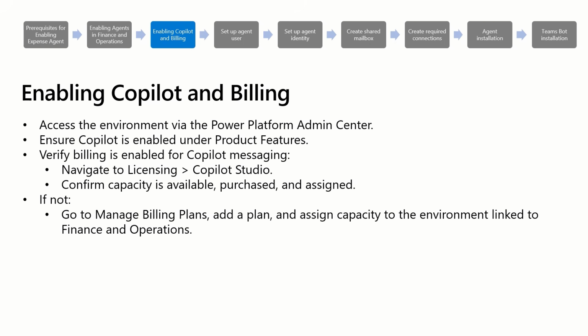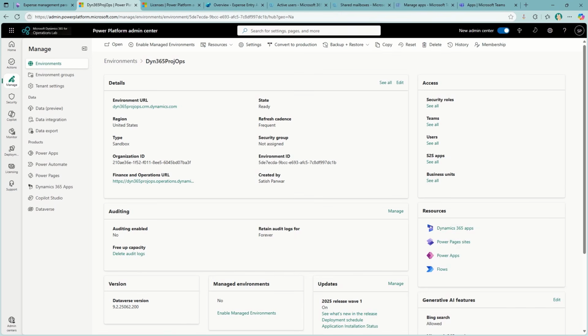Enabling Copilot and billing. Next, we want to ensure that the Copilot features are enabled in the Dataverse environment and we have appropriate billing plans in place. To do that, here I'm in Power Platform Admin Center and on the environment details page. Click on Settings.